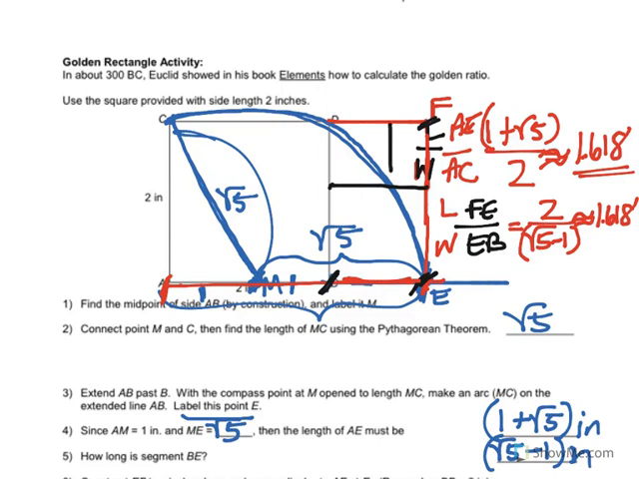Then one like this, and one like this, and all these squares and all these rectangles would all have similar ratios. If we did the length to the width, they're always going to come out 1.618 every time.